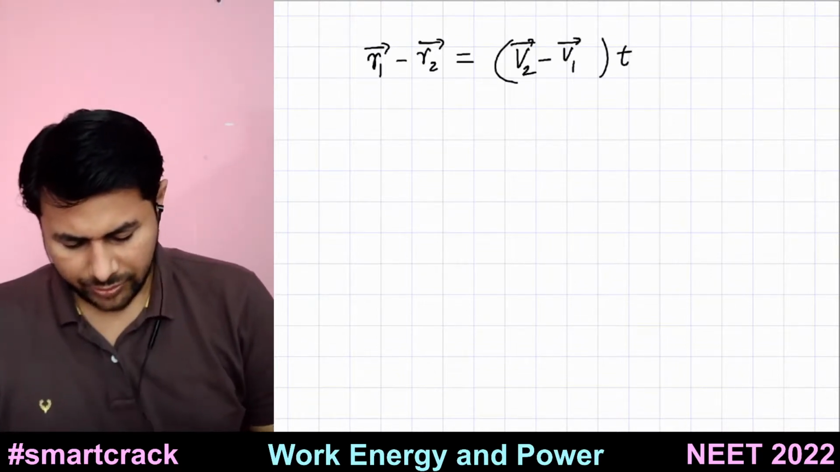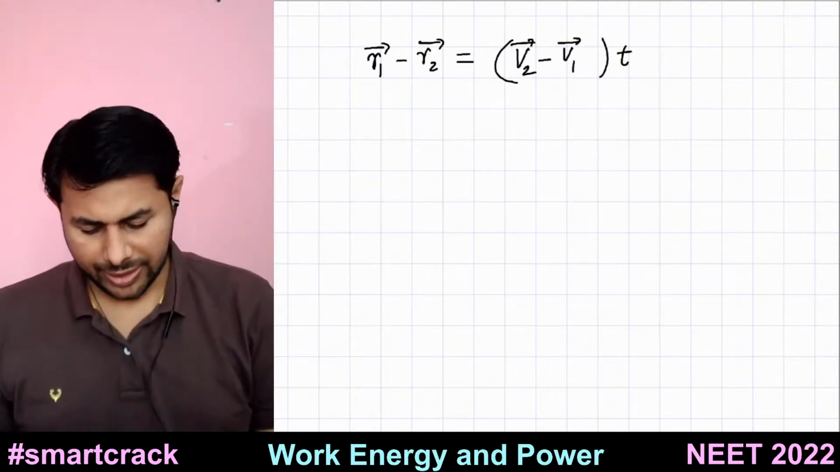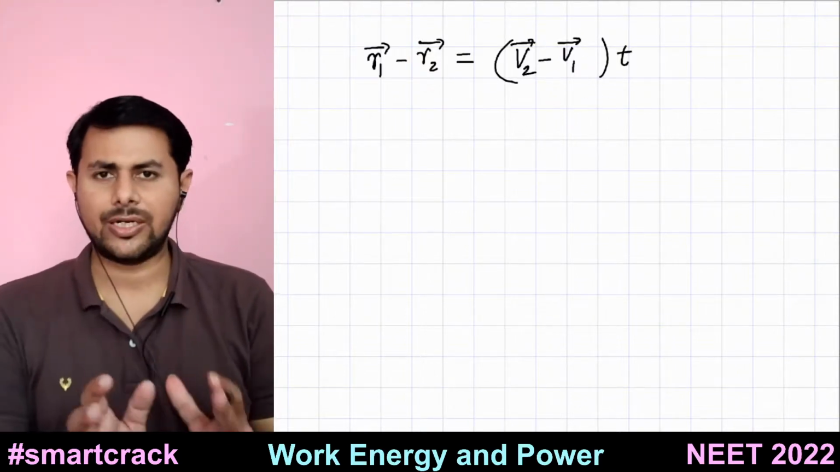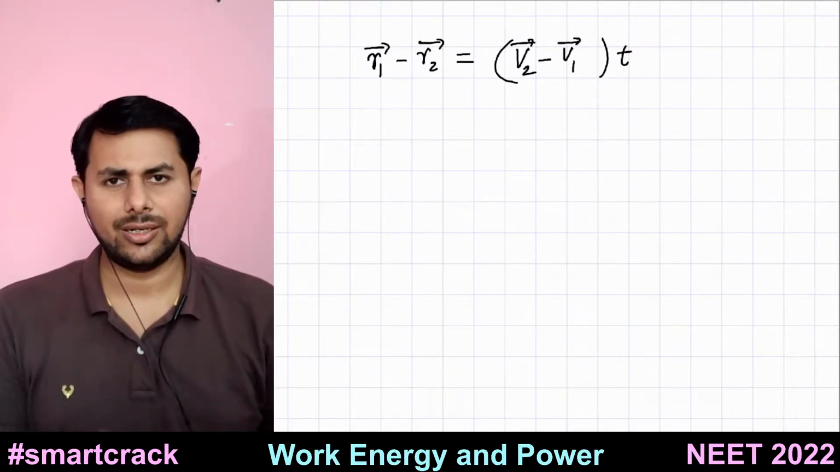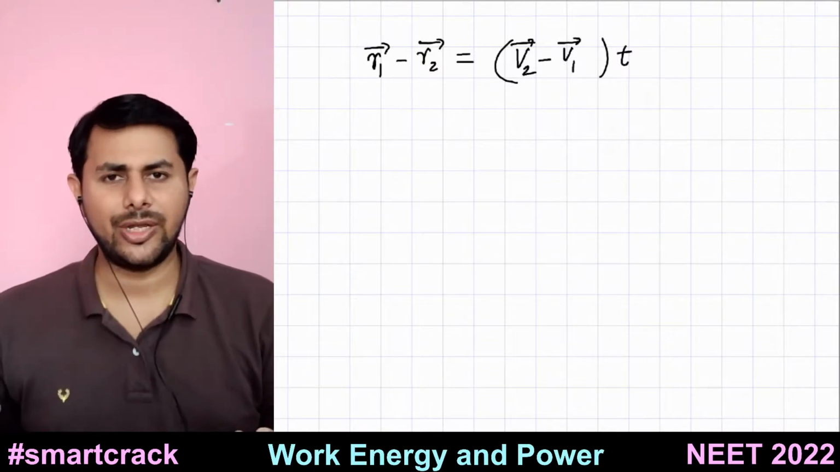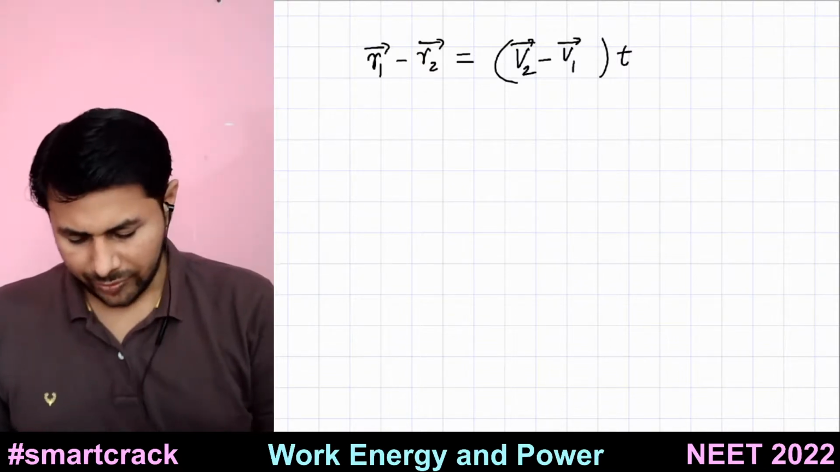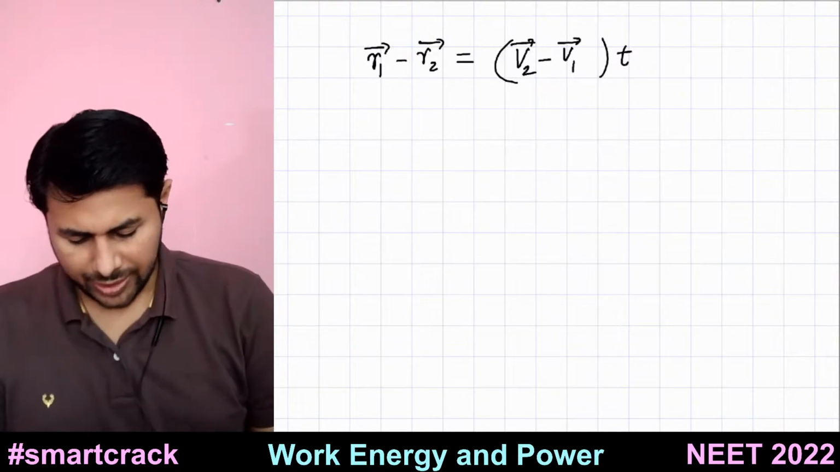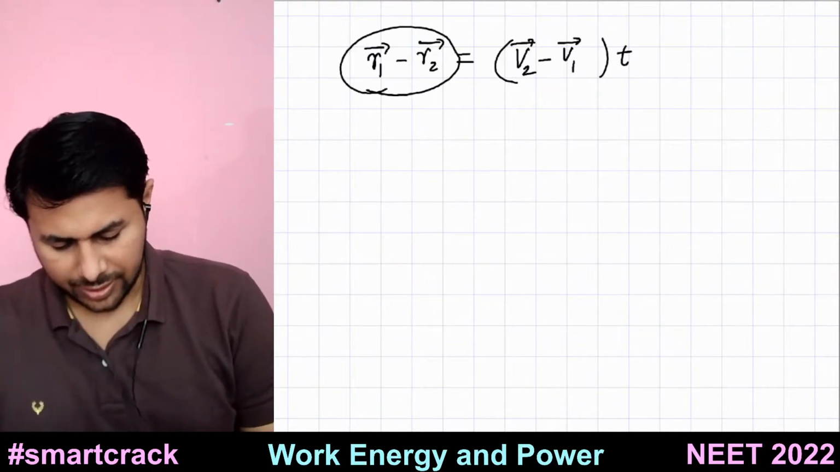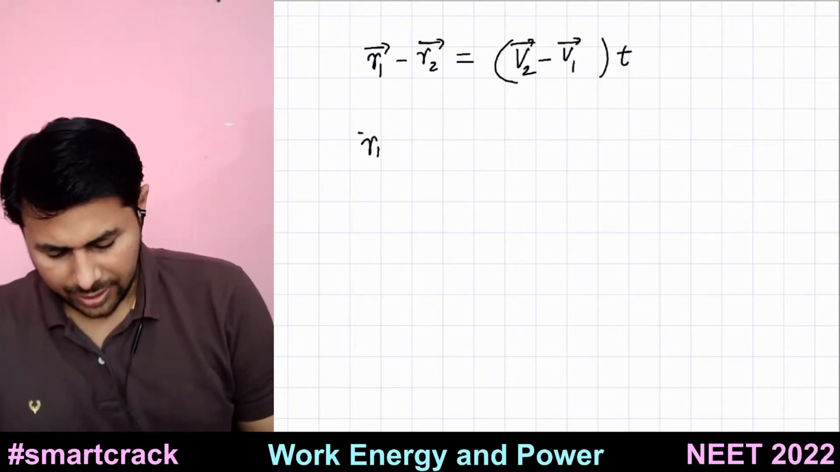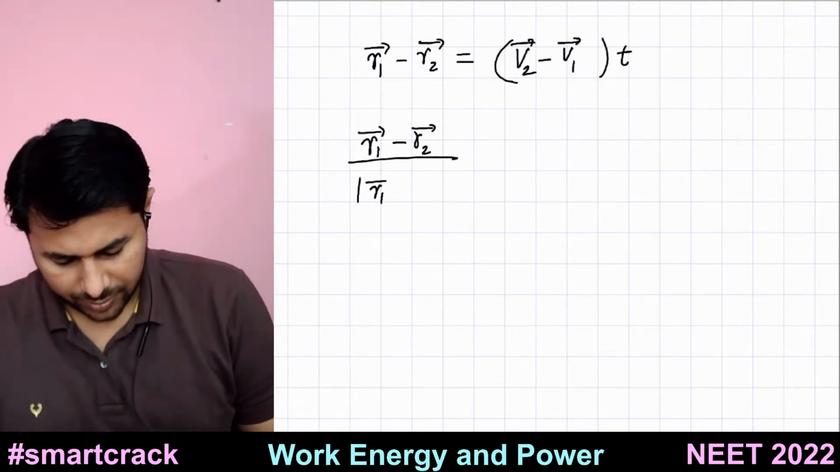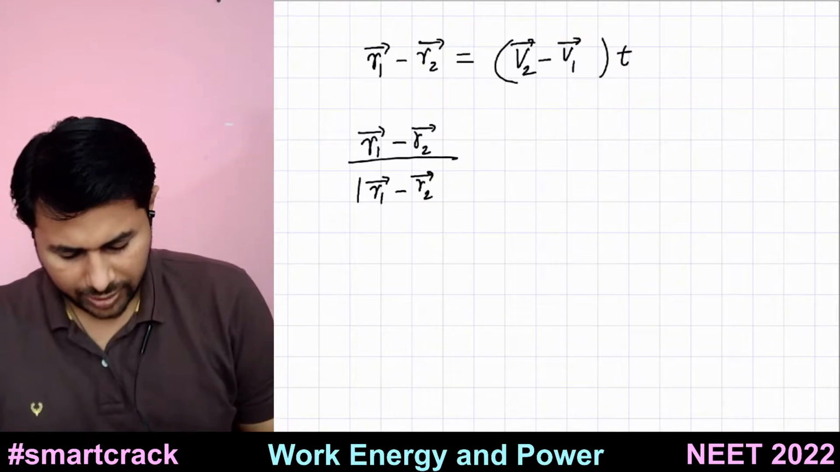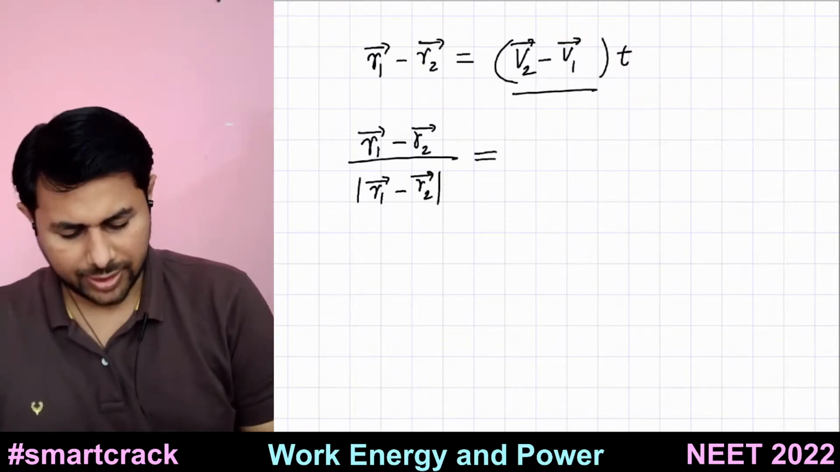So if these are two vectors, and one vector can be written as some other vector multiplied by some multiplicative factor, some number, then they are in the same direction. That means their unit vectors must be identical. So what we can say is the unit vector for this one, the vector divided by its magnitude, will be equal to the unit vector for this one.